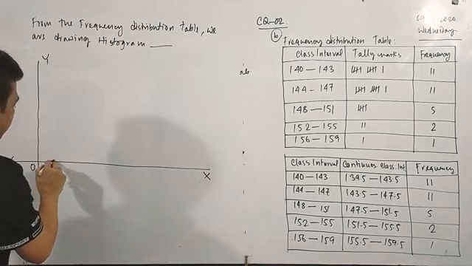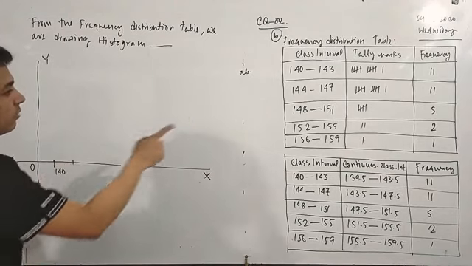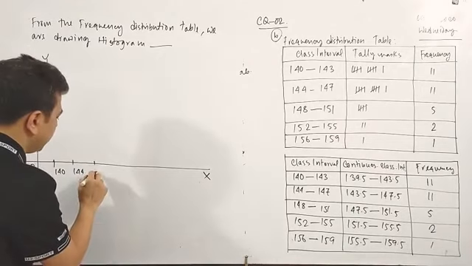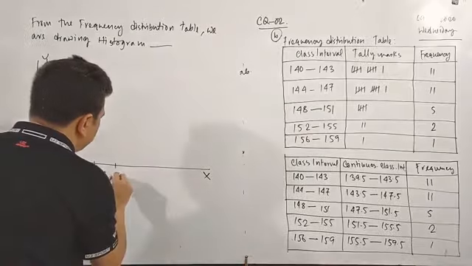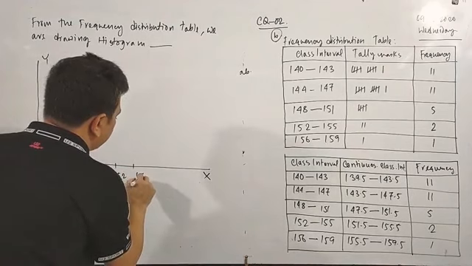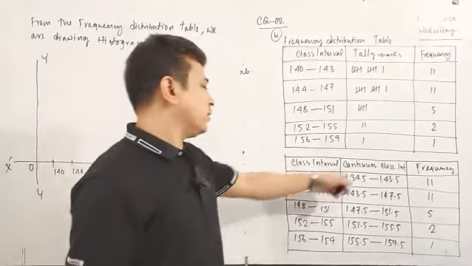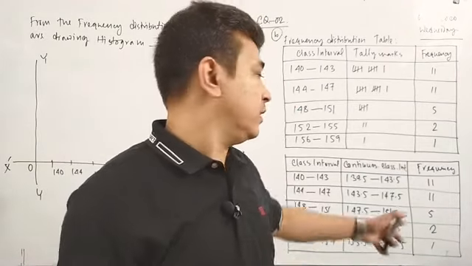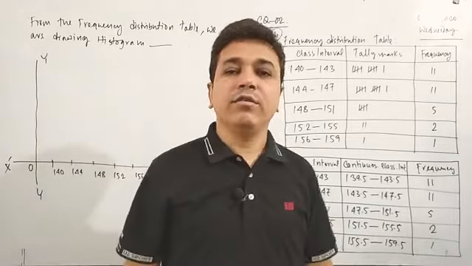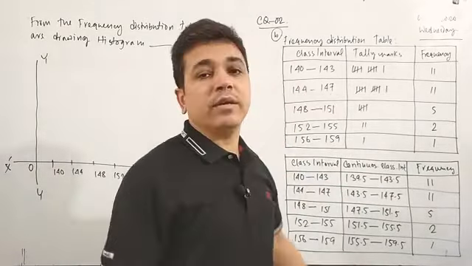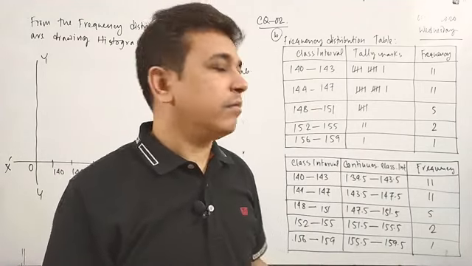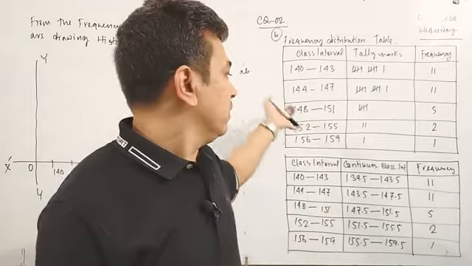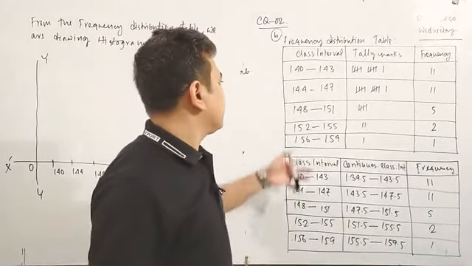You can take it like this: 140, 144, 148, 152, 156. Or you can take the continuous one. The continuous class interval is more accurate, so that is why we are teaching how to construct it accurately. The other is also acceptable because you are just starting to learn how to draw the frequency distribution table and the histogram.